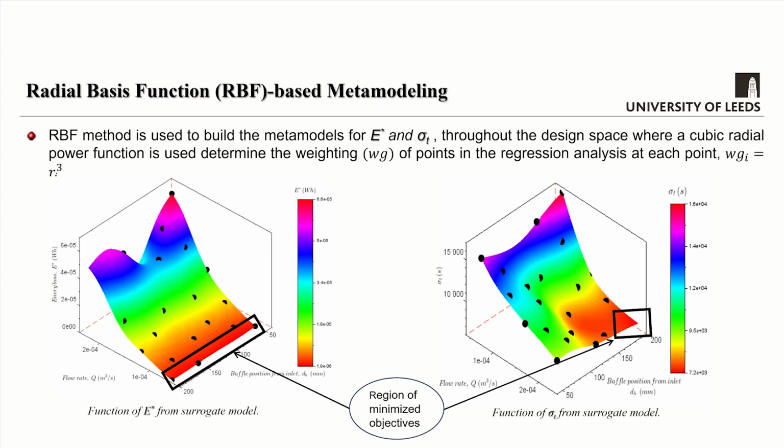And the idea is to find the minimum together. If you look here individually, we can see that the region where the sigma t is minimum is around here, and for the energy losses, it's in this area. So the idea now is to minimize those two together.